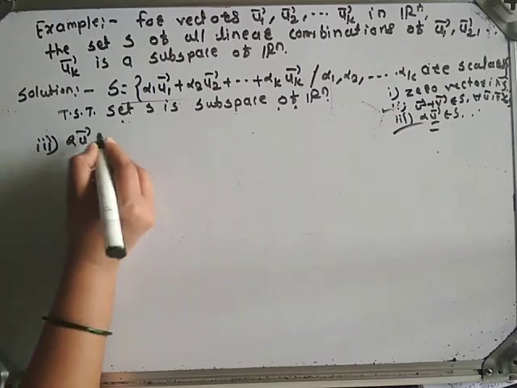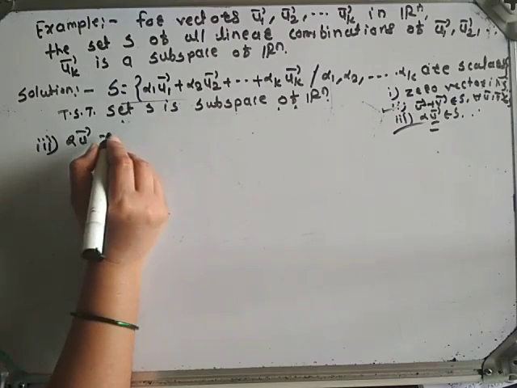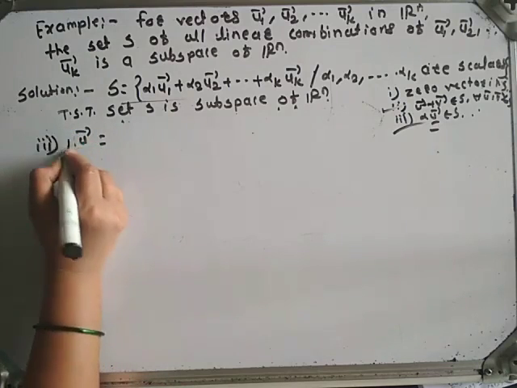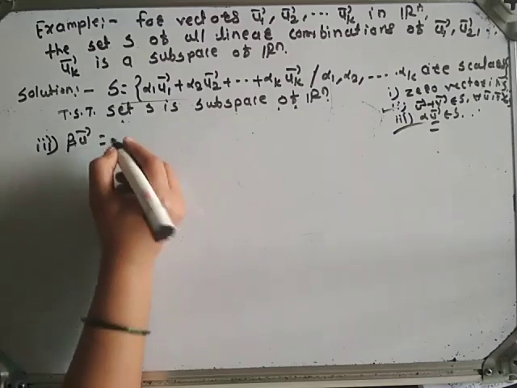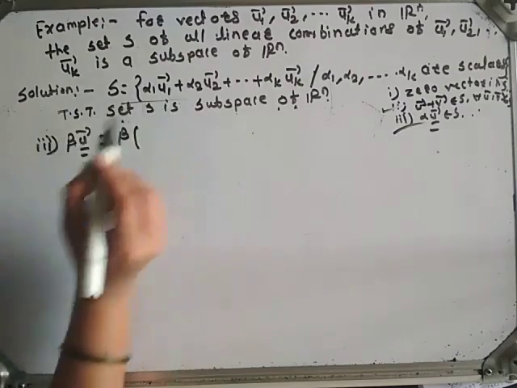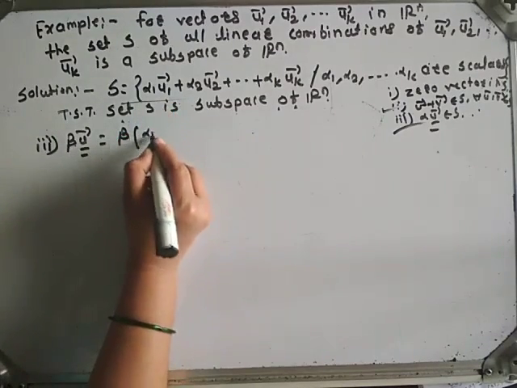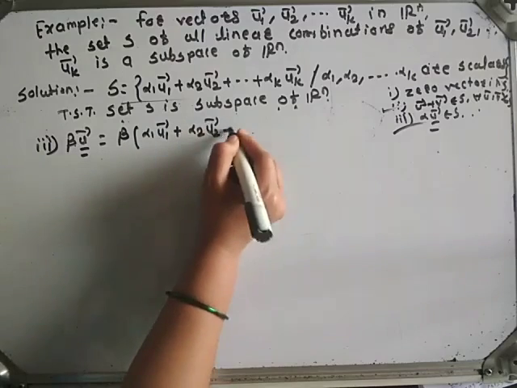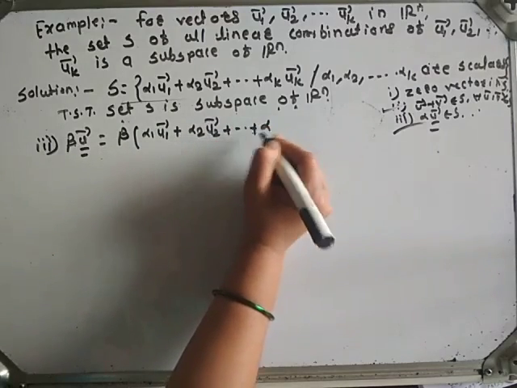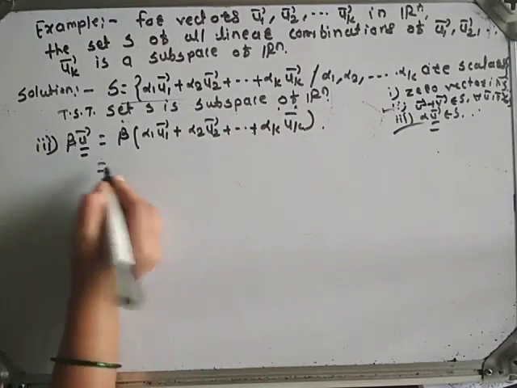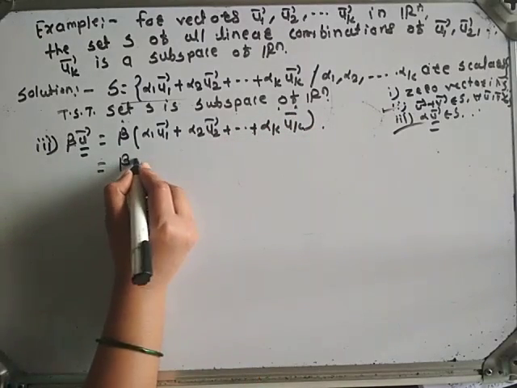Alpha into u bar. Okay. Take here beta into u bar. Beta. u bar is in S, so u bar is of the form alpha 1 u1 bar plus alpha 2 u2 bar plus and so on up to plus alpha k uk bar. This is equal to beta.